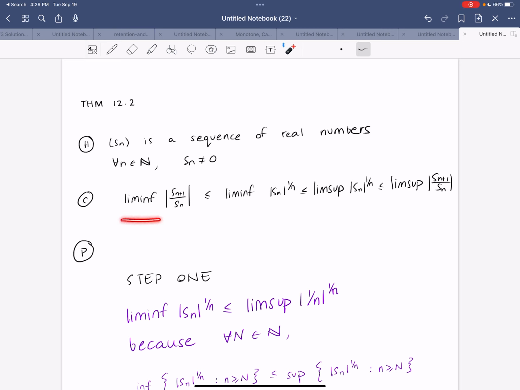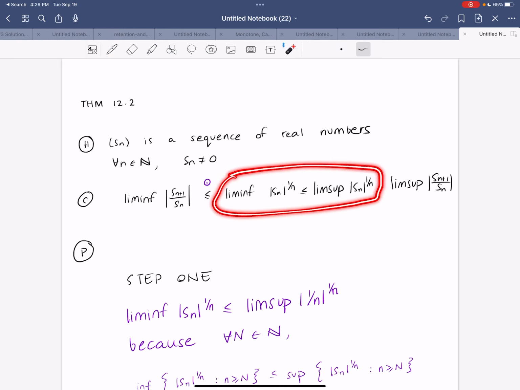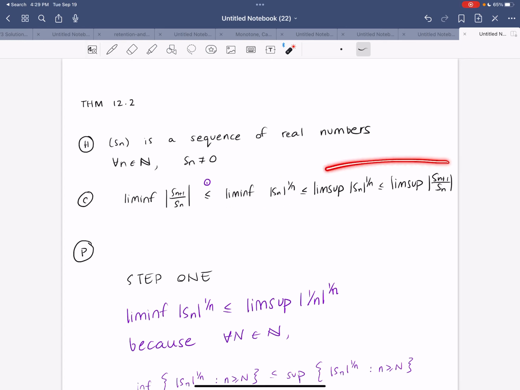So I'm going to call this first inequality, that liminf of the absolute value of this ratio is less than or equal to liminf of the nth root of the absolute value of the nth term, number 1. And then we can call this inequality here number 2. And then the third inequality will be number 3. So the statement of the theorem is that these 3 inequalities always hold.